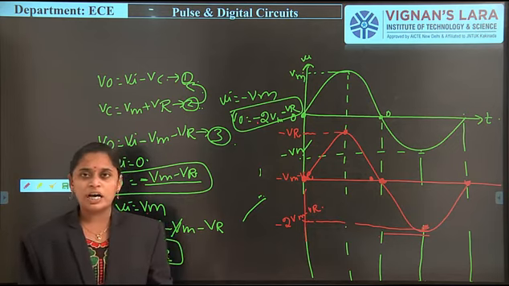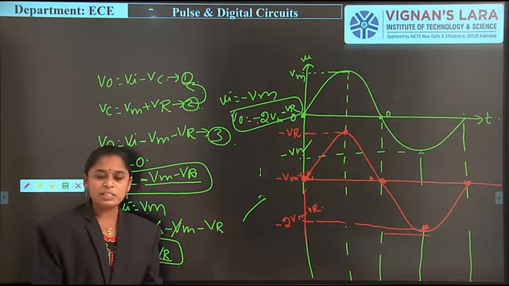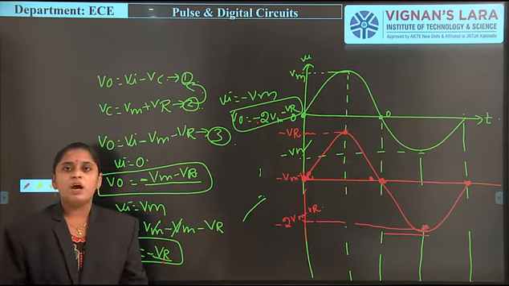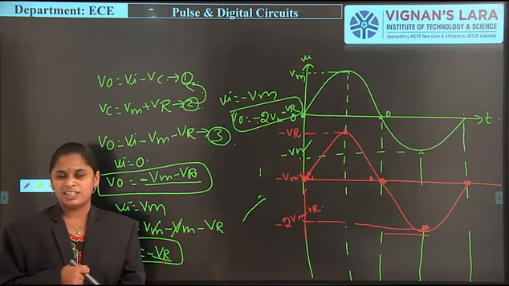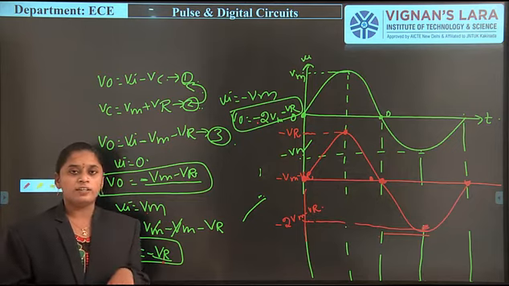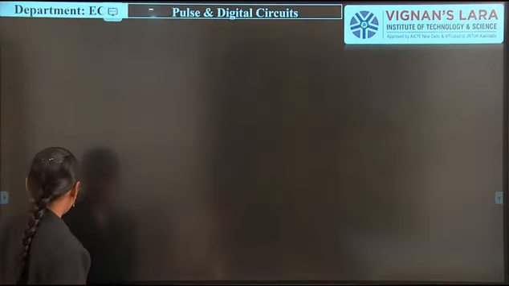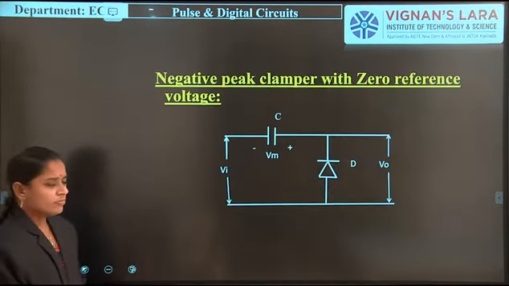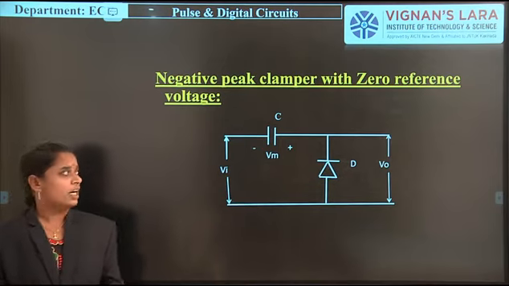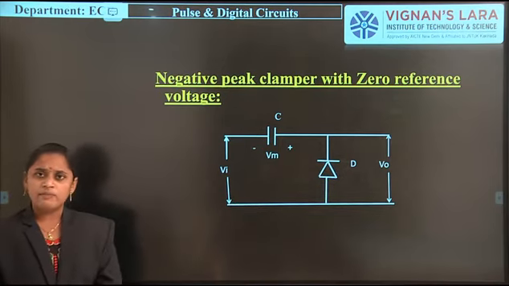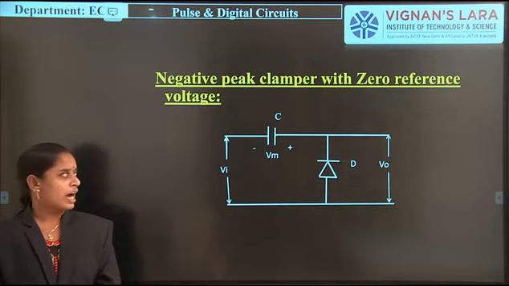So next we go for the positive clampers or negative peak clampers. The difference between these two clampers is simply that we have to change the diode direction. That is the only difference from the circuit point of view. So just check the condition of the negative clamper, shift the direction of the diode, and then observe what happens and what the output waveform is.